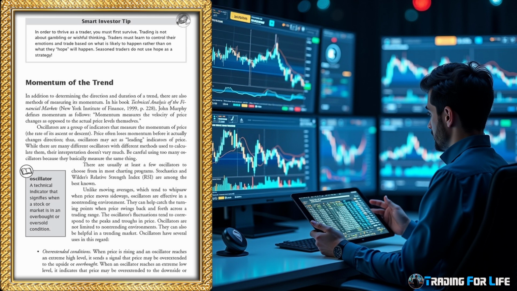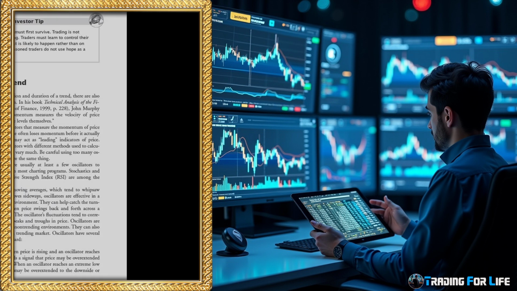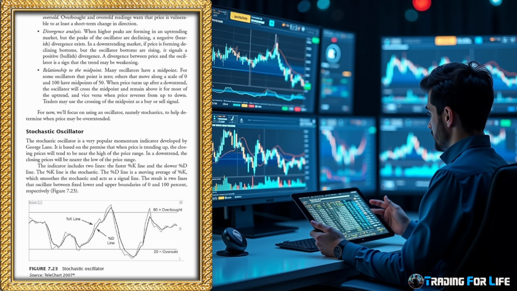Oscillators are not limited to non-trending environments. They can also be helpful in a trending market. Oscillators have several uses in this regard. Overextended conditions. When price is rising and an oscillator reaches an extreme high level, it sends a signal that price may be overextended to the upside or overbought. When an oscillator reaches an extreme low level, it indicates that price may be overextended to the downside or oversold. Overbought and oversold readings warn that price is vulnerable to at least a short-term change in direction.